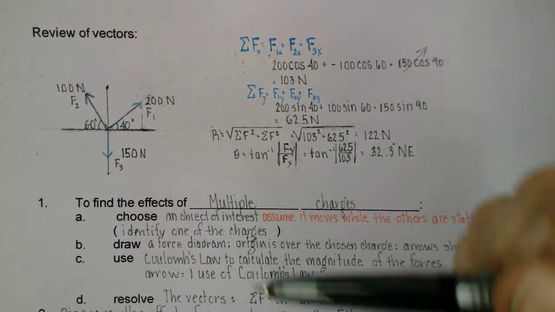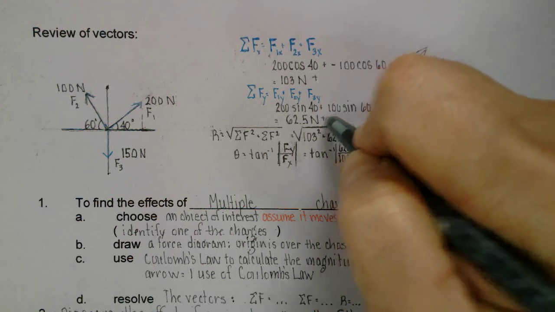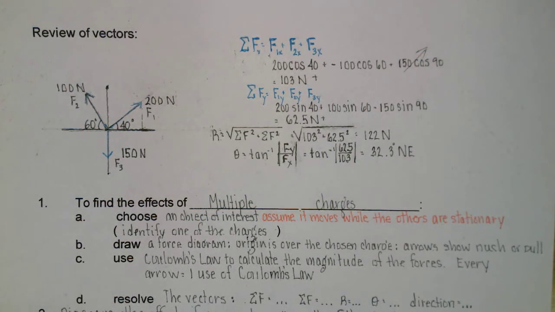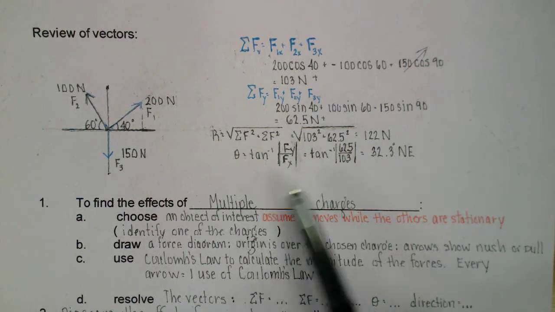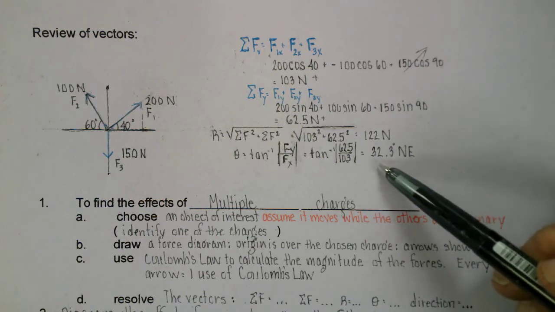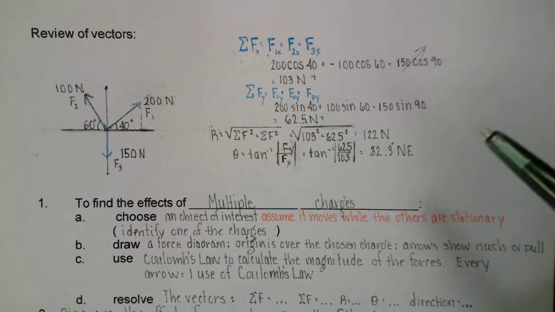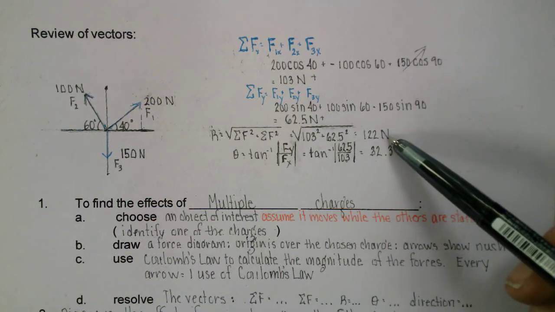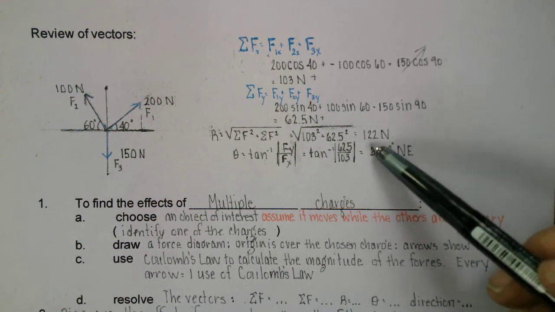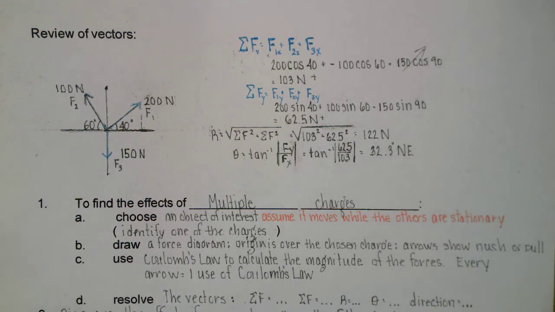The indicator for that was the fact that I had a positive x component and a positive y component. And the only quadrant where I have both positive x and y has to be the first quadrant, or northeast. So that's my final answer, 122 newtons, 32.3 degrees northeast. So a vector answer has to have magnitude, unit, angle or theta, and direction.